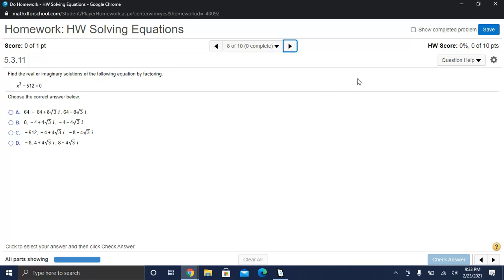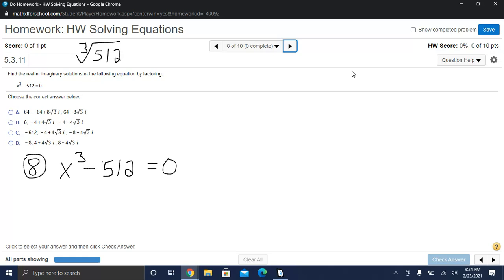Moving on, my next one is multiple choice, but you still must show complete work on the work page for this multiple choice problem. So this is like your number 8. And so for this number 8, my problem is x to the third minus 512 equals 0. So the 512 is a perfect cube. If I do the third root of 512, for that, I will get 8.